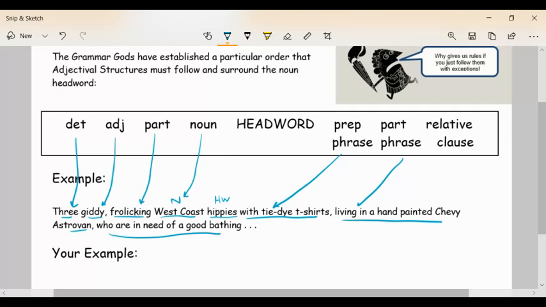So the first thing I want you to try is actually looking at how we can create this structure. The point we're making is that the grammar gods say these are the only structures that really can be after a noun: a prep phrase, a participial phrase, and a relative clause. And then they give us these exceptions.